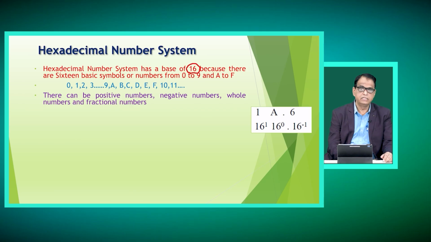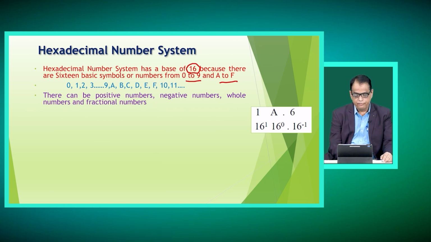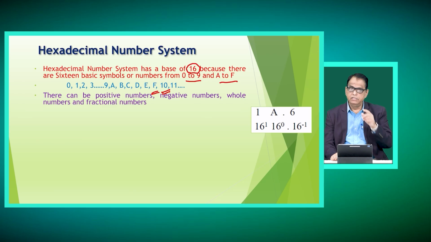That is, there are 16 basic symbols, from 0 to 9, which means 10, and from A to F. So these are the 16 basic symbols, and after F we make combinations of basic numbers, and we can write 10, 11, 12. In this way we can write 19, then 1A, 1B, 1C, and in this way we can write infinite numbers.